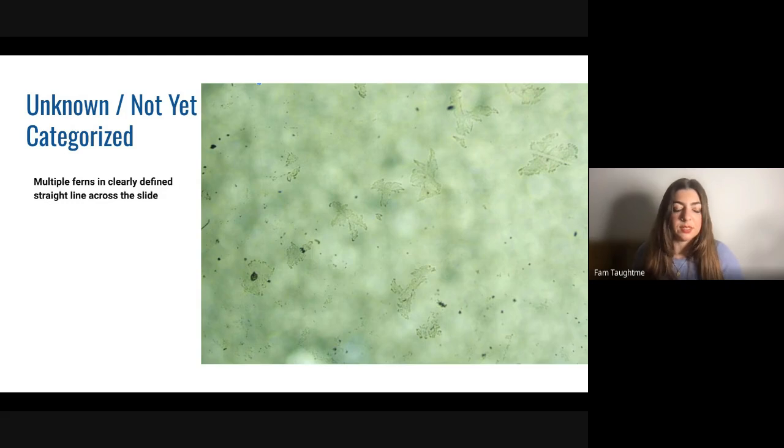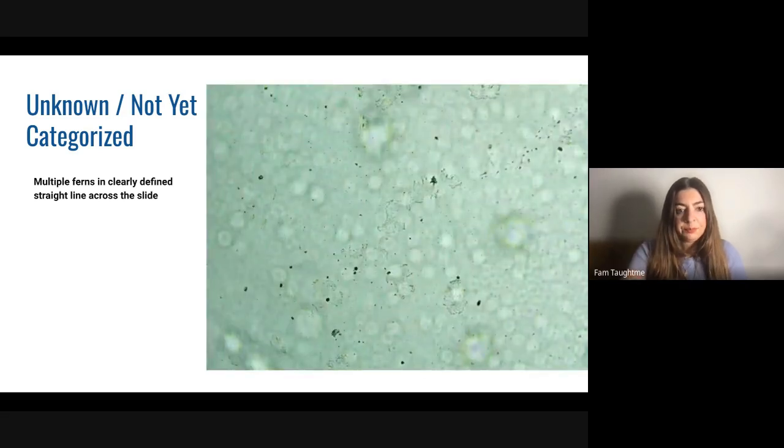Another really interesting thing I saw was that if you went back to 40 times, the zoomed out version of the slide, you would see multiple ferns in a clearly defined straight line across the slide. That's not depicted in the literature either, about seeing the ferning patterns go in these straight lines. I just thought, wow, this is really fascinating how all of these ferns on the slide are going in one direction.